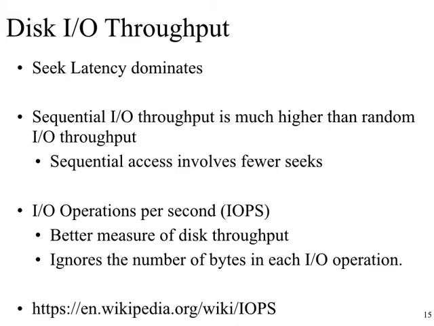A popular way of measuring disk I/O throughput is called I/O operations per second, or IOPS. Since the data transfer time itself is very small and seek latency dominates, people simplify the measurement of I/O throughput by simply measuring the number of I/O requests that are completed every second. It doesn't matter whether the I/O request is for a few bytes or many thousands of bytes. Each I/O request, whether big or small, is treated equally. So for hard disks where seek latency is a dominant factor, I/O operations per second is a reasonable metric to consider.